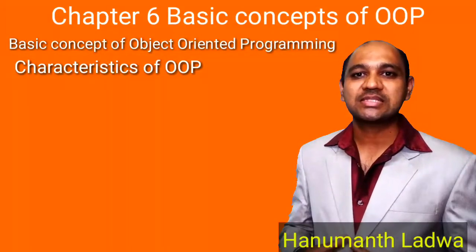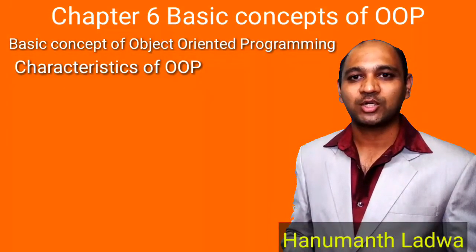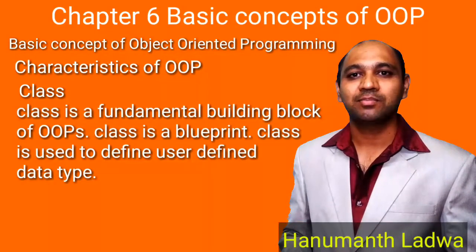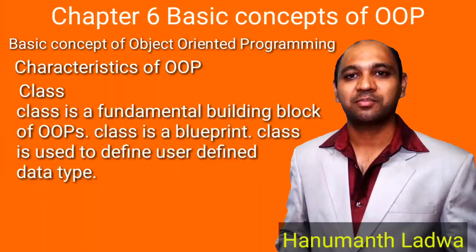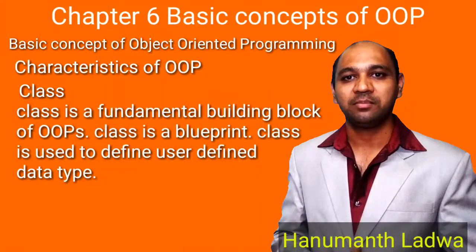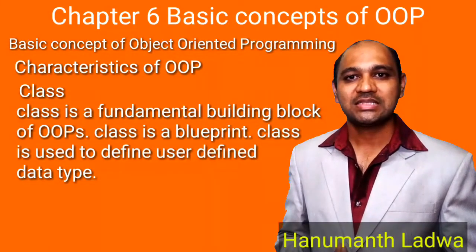Now let us continue with the second characteristic of object oriented programming, that is classes. What do you mean by class? A class is a blueprint of object oriented programming. It is a fundamental building block of object oriented programming. It is used to build a user defined data type. A class is a blueprint to create objects.